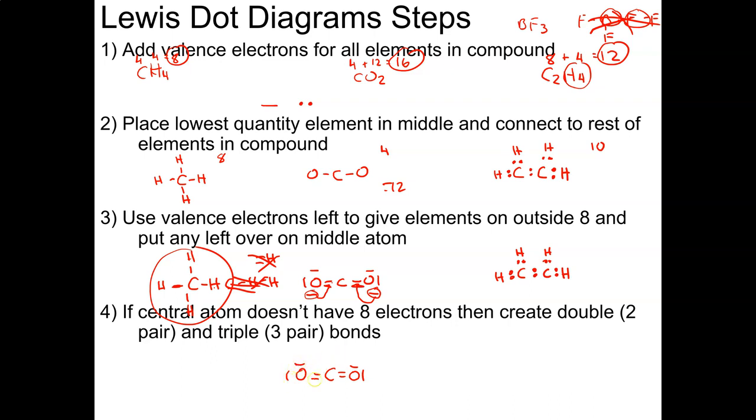So you notice 4, 6, 8, 4, 8, 2, 4, 8. Everything has 8 that wants 8. You're done with the Lewis structure. These are called double bonds. The only time you do double and triple bonds is when you're short on electrons.